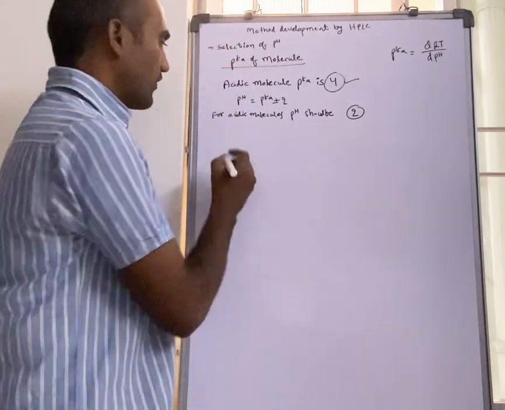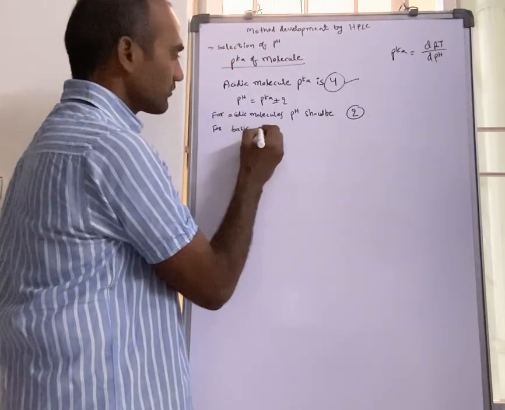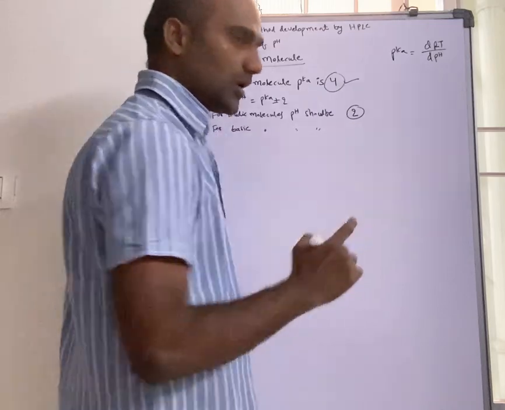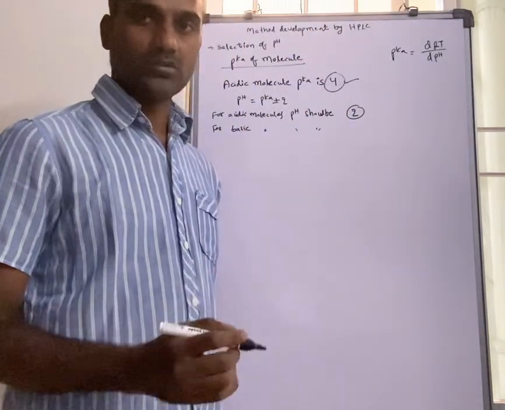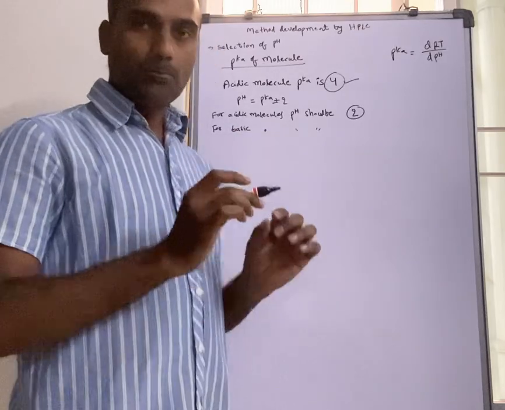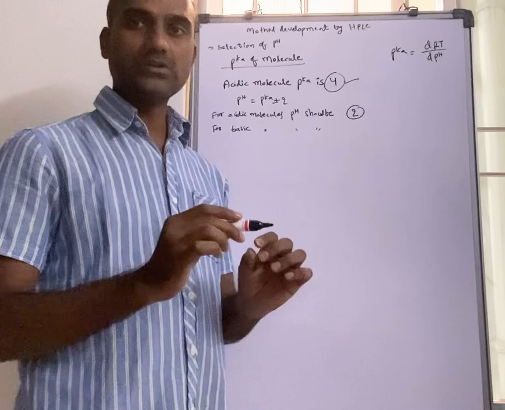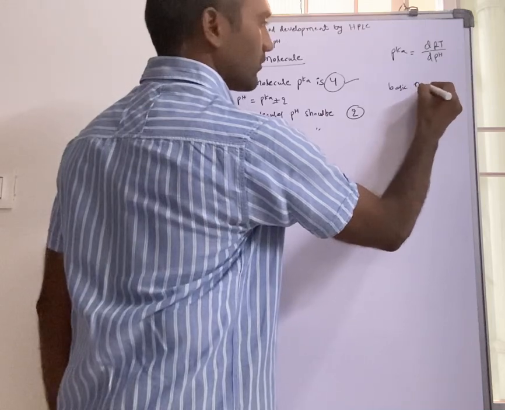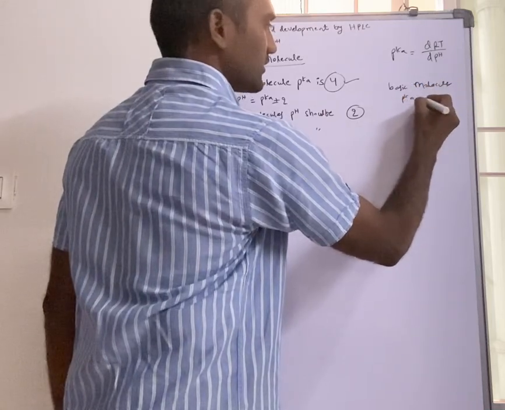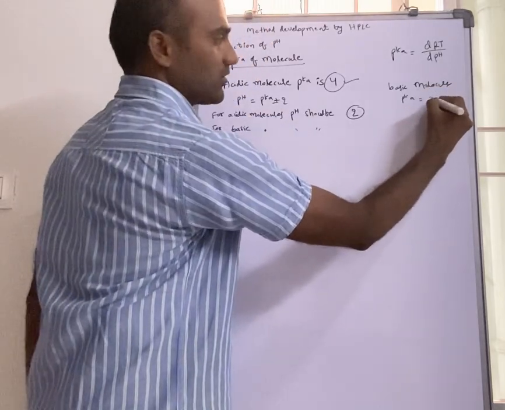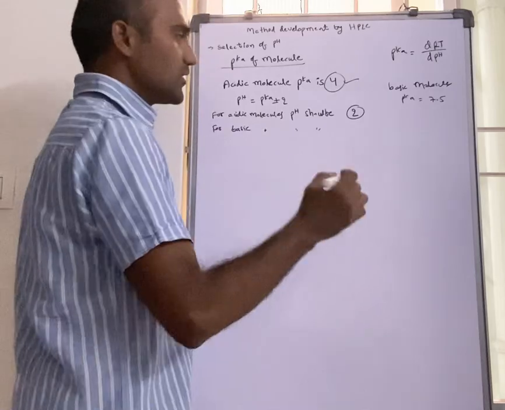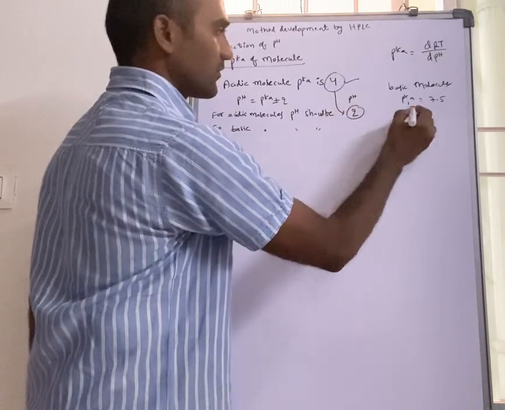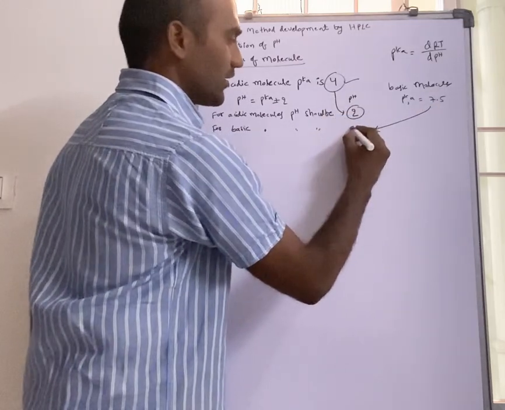For basic molecules, the pH of the mobile phase should be 2 units above the pKa of the molecule. For example, if the basic molecule pKa is, let us say, 7.5, then the pH should be 2 units above the pKa, which is 9.5.